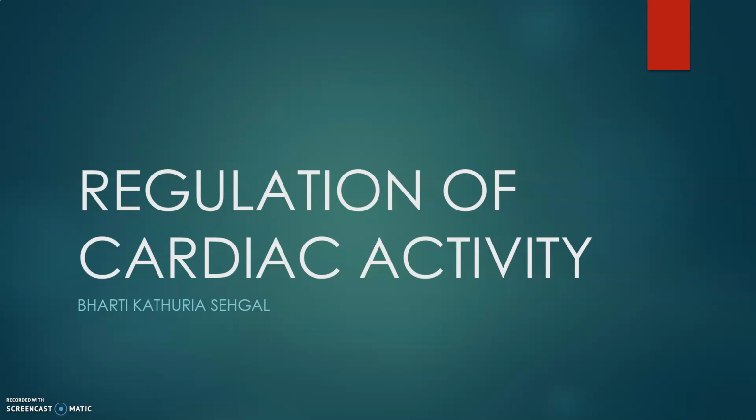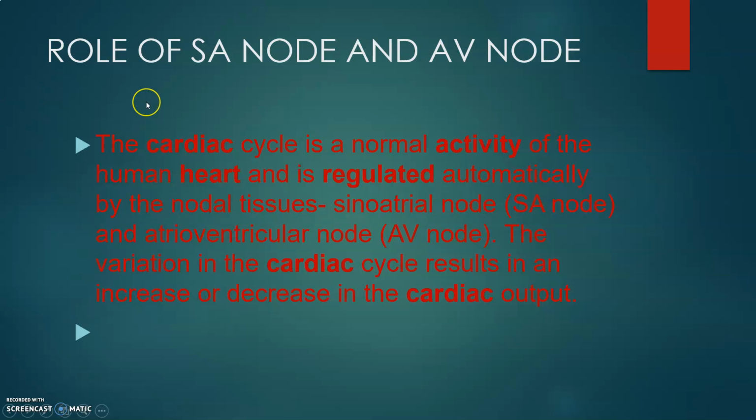Today we are going to start with another very important topic of the chapter Body Fluids and Circulation. The topic we are going to do today is regulation of cardiac activity. Now, cardiac activity, we have earlier also discussed, most of it is controlled by the SA node and the AV node. The SA node, also called the sinoatrial node, and the AV node, which is the atrioventricular node, actually control the cardiac cycle and the cardiac output. So they maintain the activity of the heart.